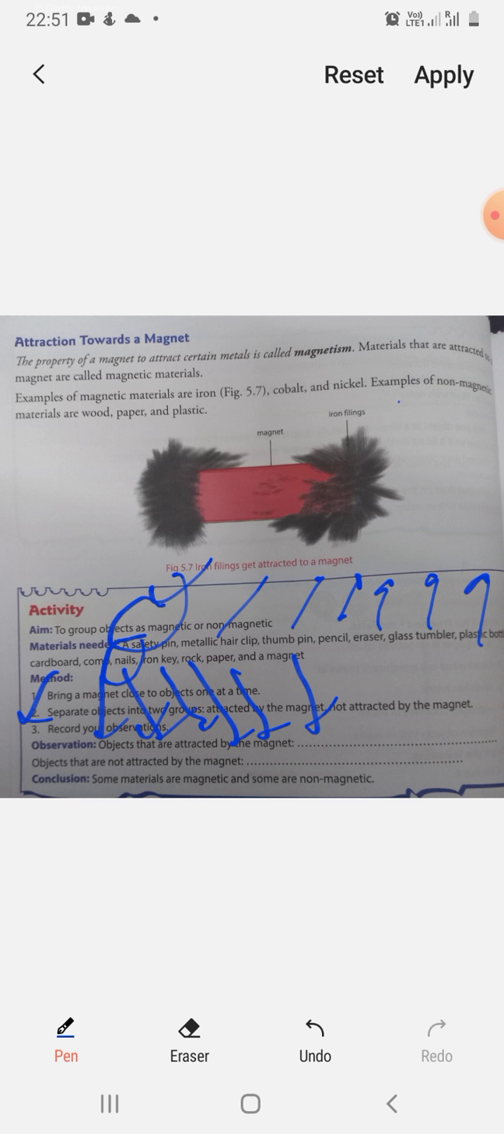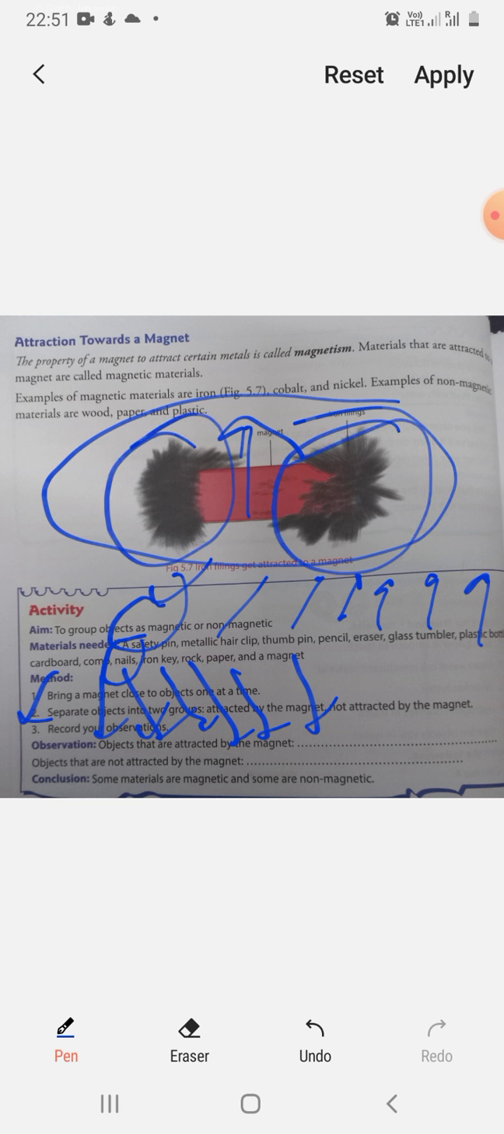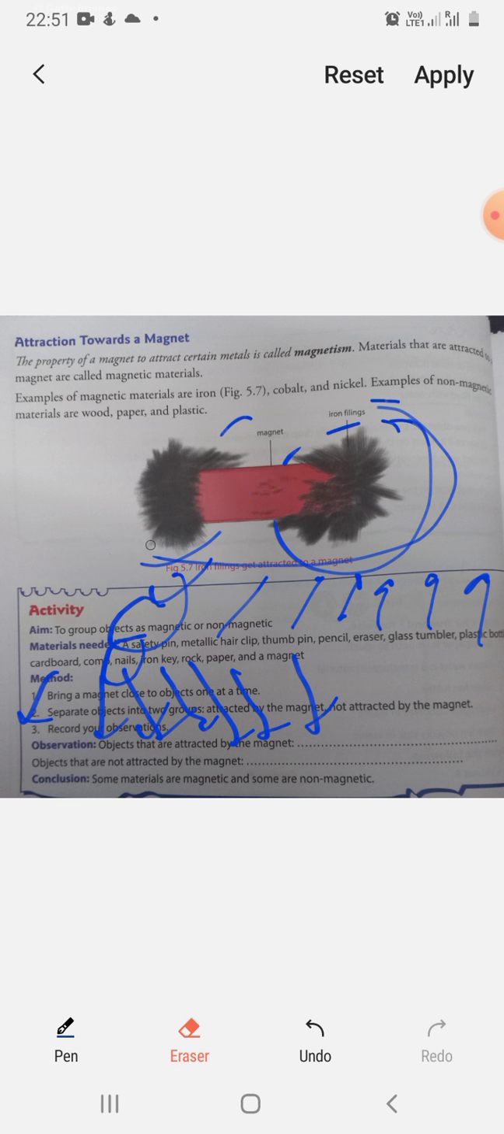In this diagram, sorry, a magnet is there on which iron filings are attached. Iron filings are basically what? It is crushed iron. Basically iron का चूरा, it is crushed iron.